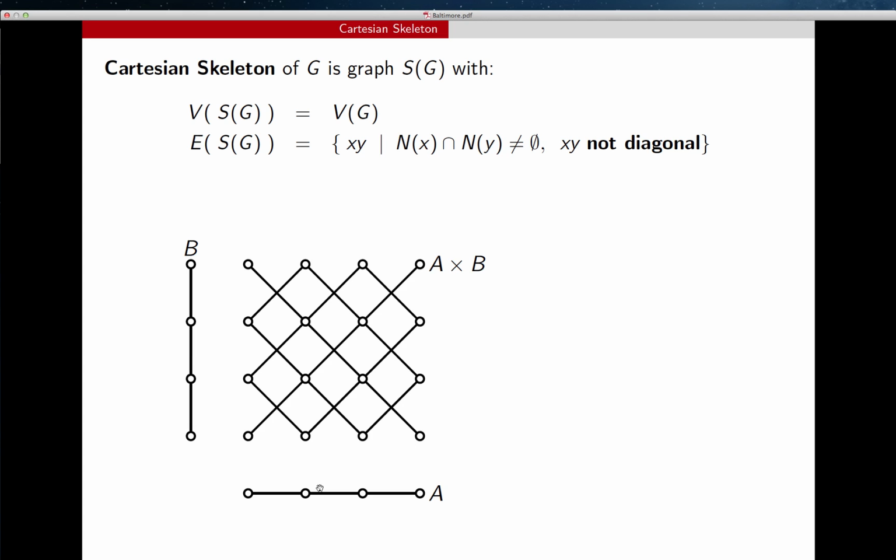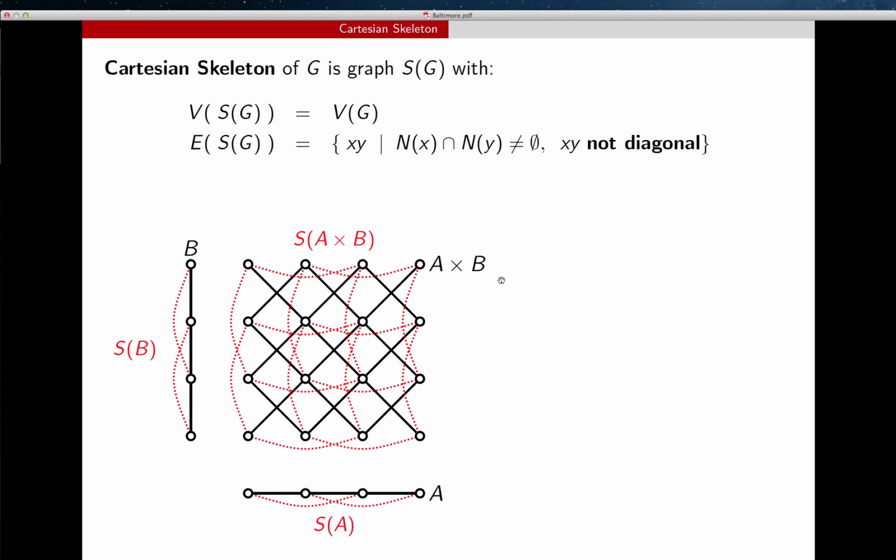Here's a graph A, a graph B, and their direct product A times B. And we're going to draw skeletons of each of these three graphs: the skeleton of A, the skeleton of B, and the skeleton of A times B. If you work it out, it turns out to be these red dotted lines. Down here we have the skeleton of A, here we have the skeleton of B in red, and over here in the product, the red dotted lines are the skeleton of A times B.